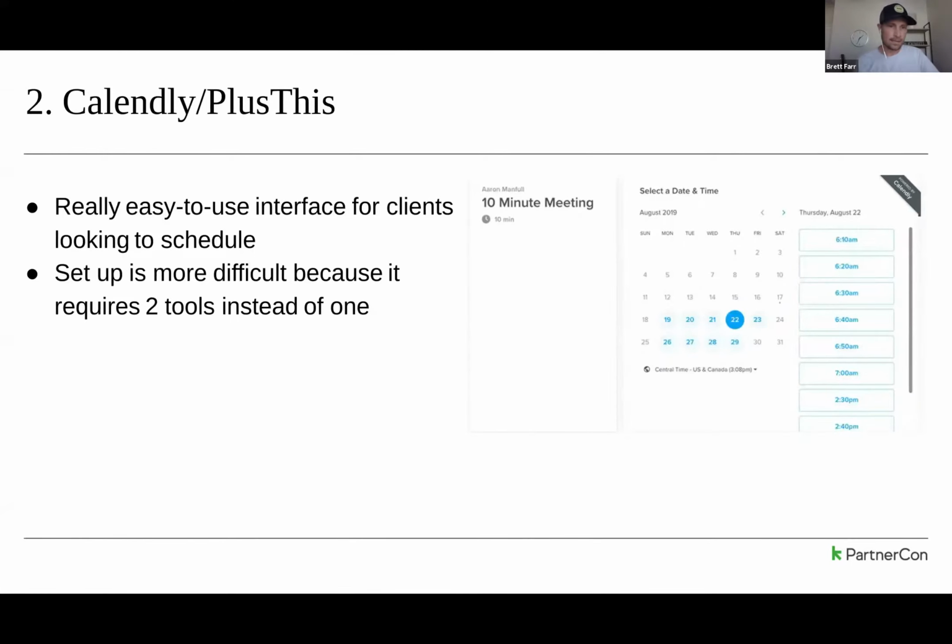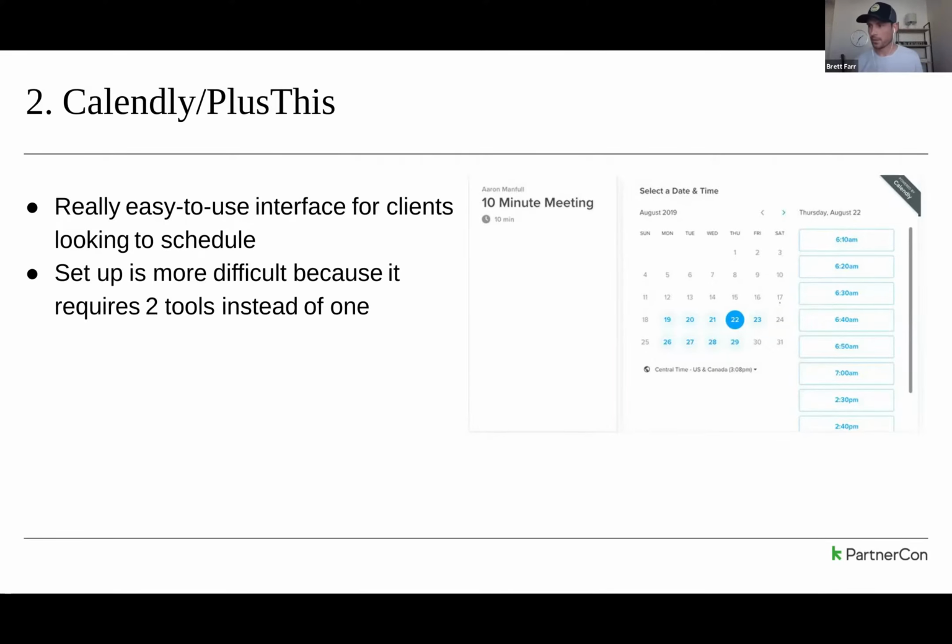The next one is probably going to be a combination of Calendly and Plus This. The reason I like Calendly so much is, again, for the end user, it's really easy. They just click a time and a date, and it's fast and simple and it just works. And Plus This makes it easy to connect that into Infusionsoft. It can be a little more difficult to set up than an Appointment Core, just because now you've got two different tools to worry about rather than just one integration.